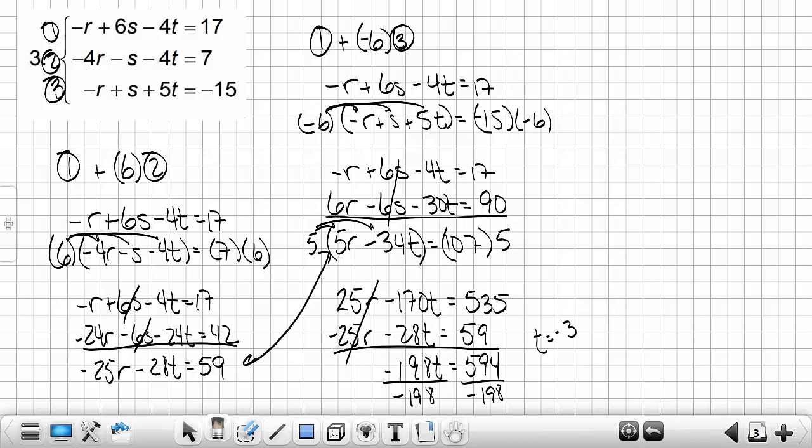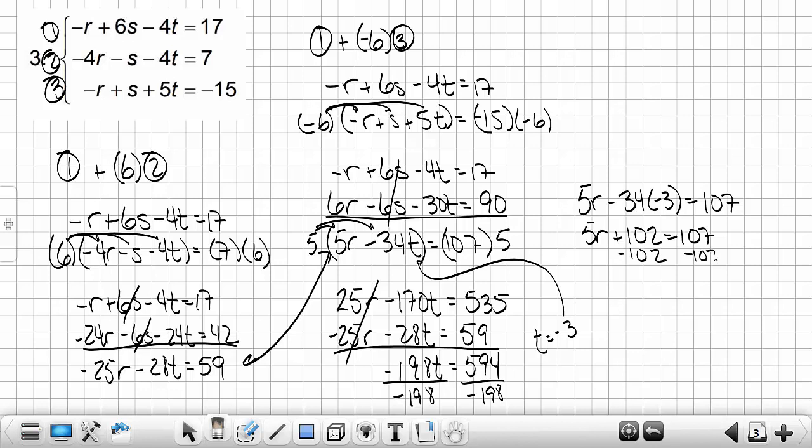Now that I know t is negative 3, I can substitute it into one of my other equations. So I'm going to go ahead and substitute right here to get r. So I have 5r minus 34 times negative 3 is equal to 107. So I have 5r, and 34 times 3 is 102, plus 102 equals 107. Subtract 102 from both sides. 5r is equal to 5. Divide by 5. And r is 1.